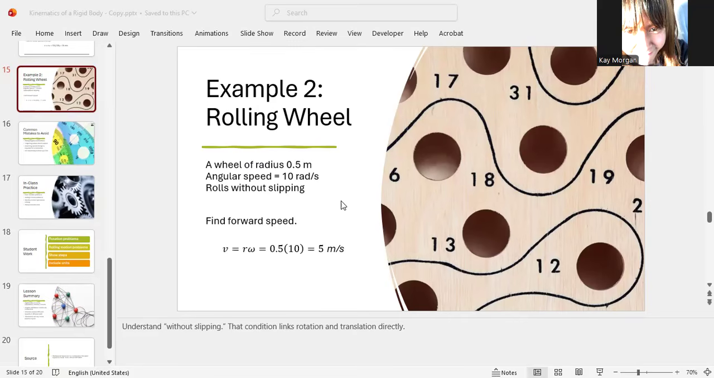So whenever you see the phrase rolls without slipping, it is a very powerful phrase for you. You should understand that your linear velocity is going to be the distance of the point in that body from the rotation axis times your angular velocity.